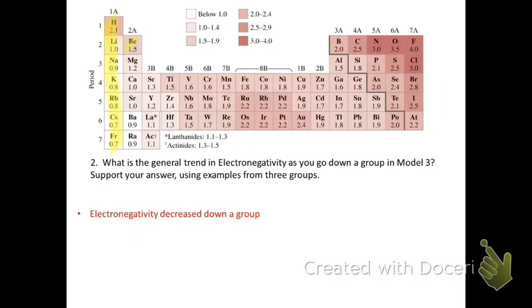Let's look at group 2. The same trend applies in group 2. Let's go way over on the other side to the halogens, and yes, we see the same thing. So it appears, according to the periodic table, as we go down the periodic table in a group, the electronegativity is going to decrease. Alright, so that's really important.